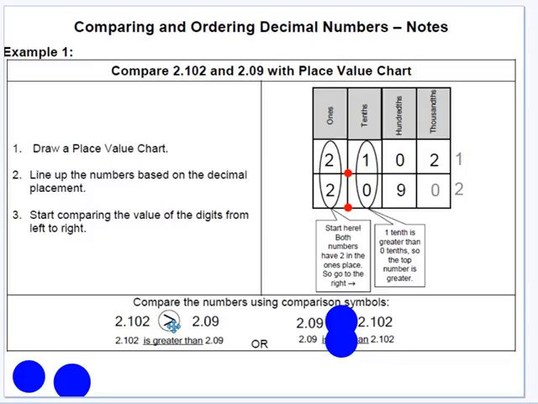Remember the greater than or less than, you always want the open part. Right here, alligator eats the bigger number. Okay, open mouth goes towards the bigger number. All right, and this point goes towards the smaller number. Okay, bigger number, bigger side, bigger number.